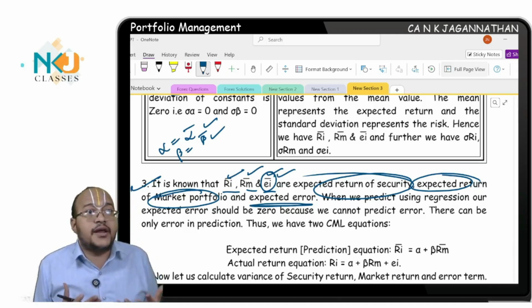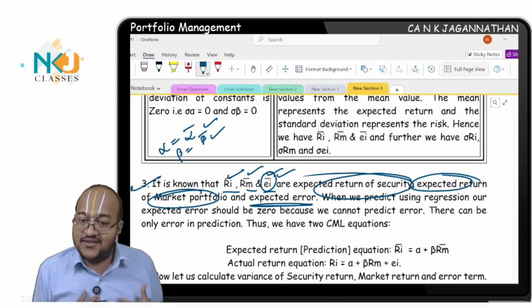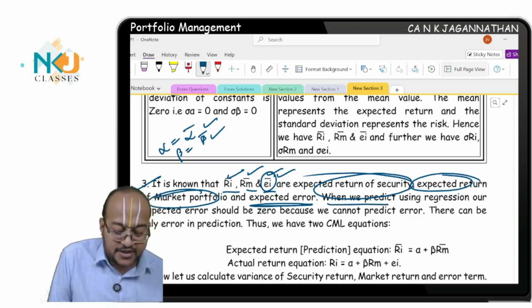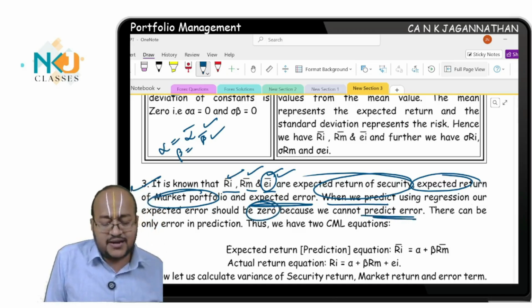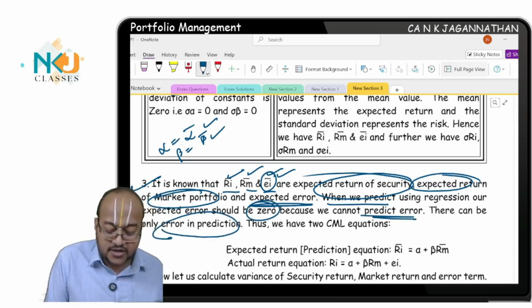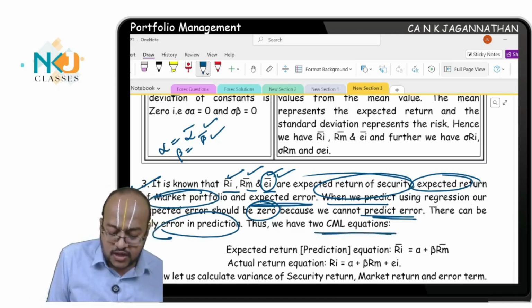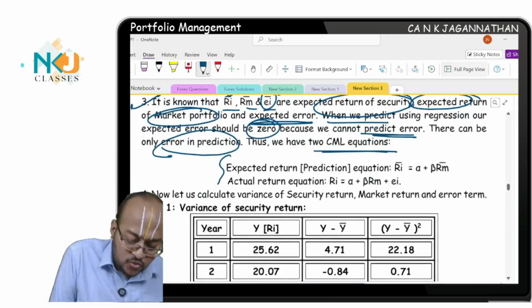As such, when you are predicting, you should not predict the error. Listen here. When we predict using regression, our expected error should be 0 because we cannot predict error. There can be only error in prediction and we cannot predict the error. Thus we have 2 equations.